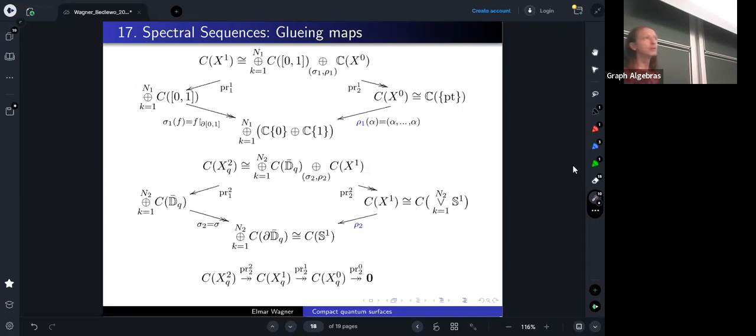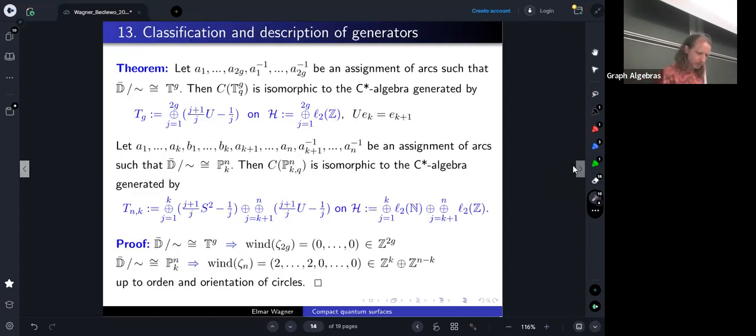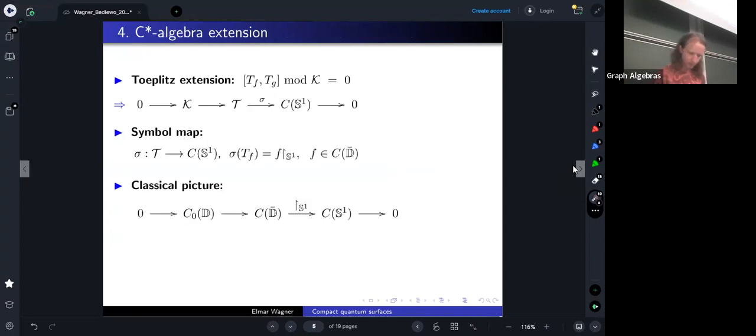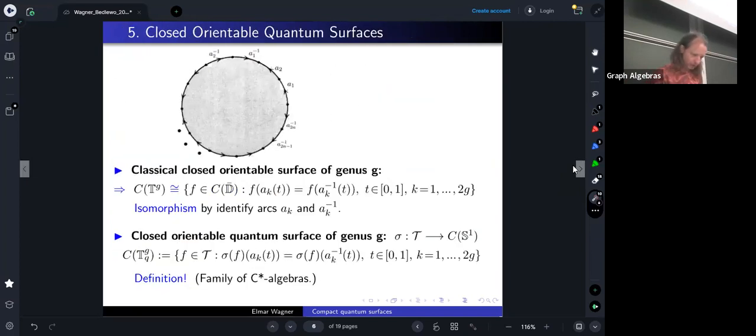Could you, for a second, go back to the beginning, when you had all these orientable and non-orientable surfaces? Yeah, the definitions where you have these two families. Okay, so this is orientable. Just a very naive, stupid question: how are they related to graph C-star algebras? They are not graph C-star algebras. I don't think so. No. Okay.